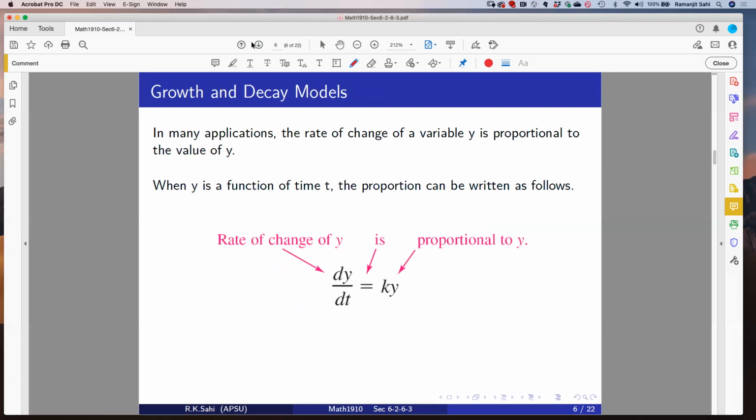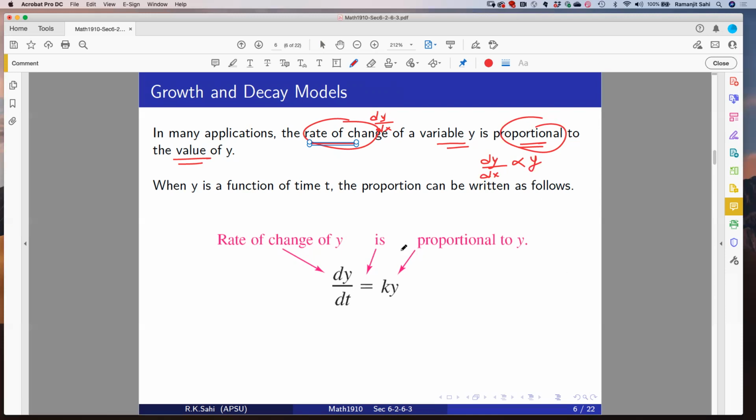Well, we're going to start with growth and decay models. Now, there are many applications where the rate of change of a variable y is proportional to the value of y. Remember, rate of change means you're using dy over dx. That's the meaning. When I say the word proportional, this is the symbol for proportional. So this is basically the sentence saying that the rate of change in the variable y is proportional to the value of y.